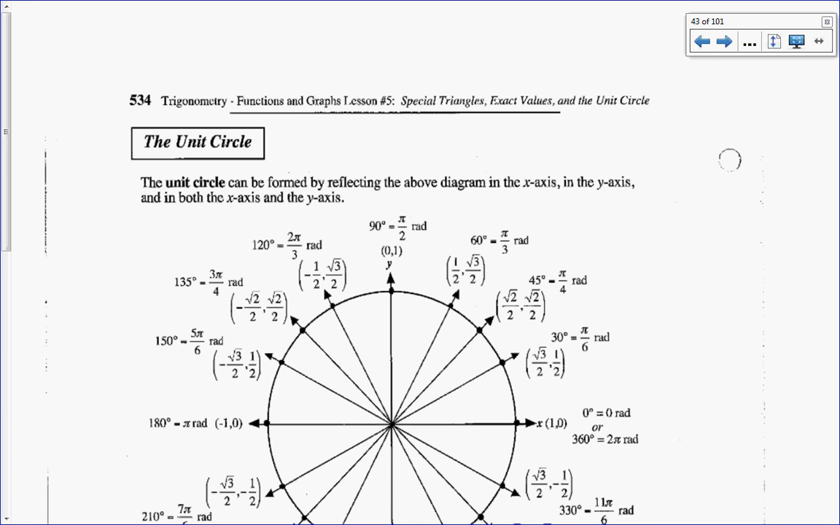We're going to start our lesson today on page 534 in your booklet. So if you could turn there, please. We'll just do a quick review of the unit circle that we learned yesterday.